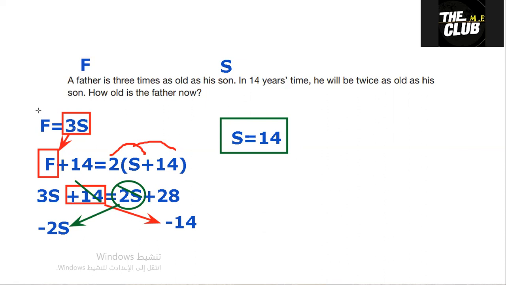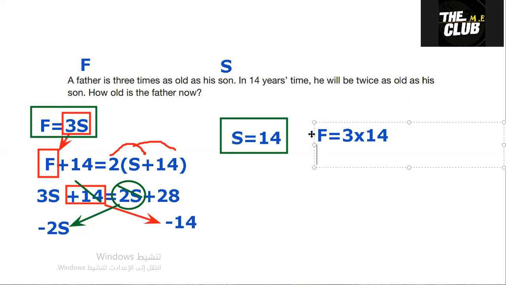And you know that the father is 3 times as old as the son. It means 3 times 14. So father equals 3 times 14, so the father equals 42 years old. And this is the age of the father now. And this is our answer to the question. So we have to focus on the steps of putting the equations and solving them.